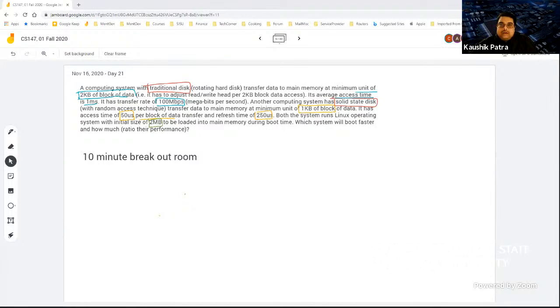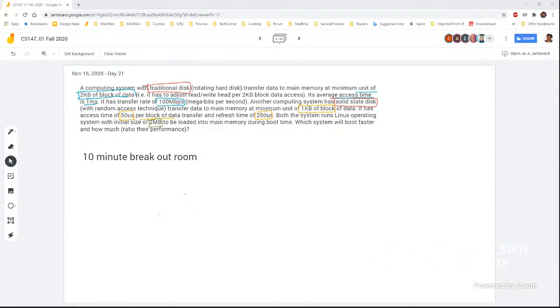Okay. Why don't I try to solve it and see what's going on there? So this has two systems. So we'll calculate with respect to two different systems. One is the traditional disk, right? So let's talk about the traditional disk.